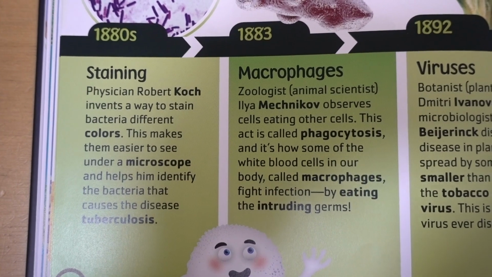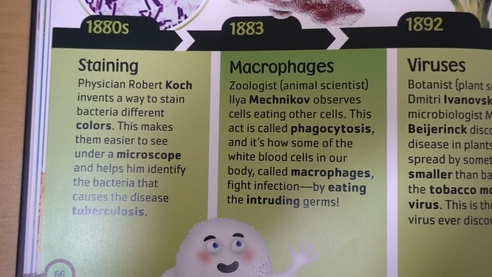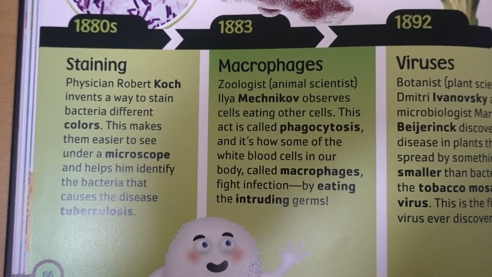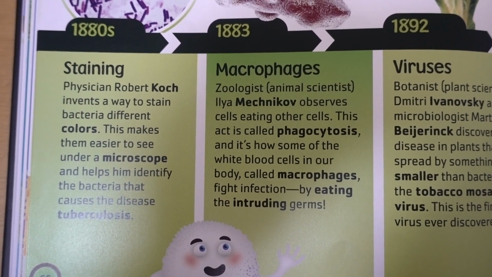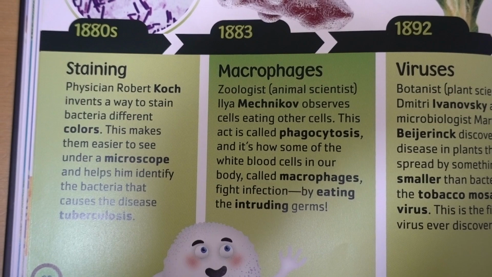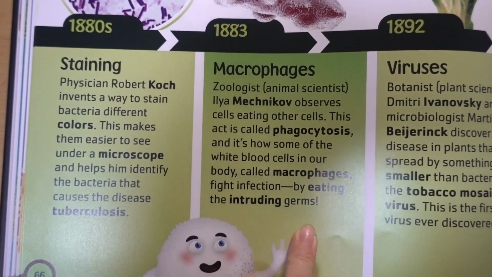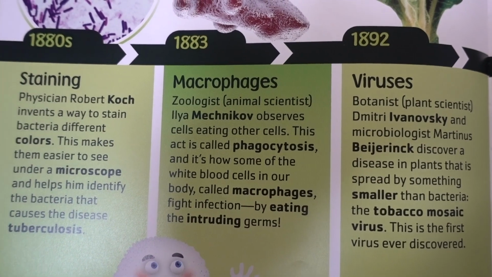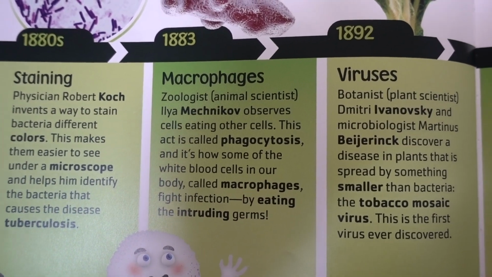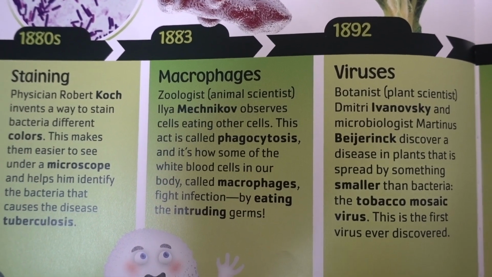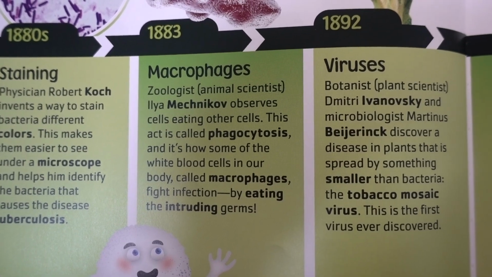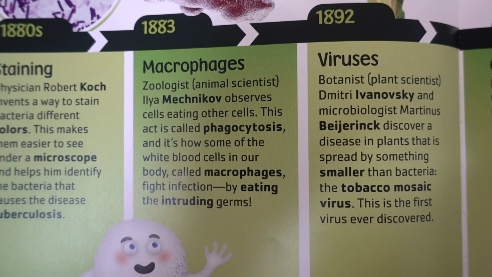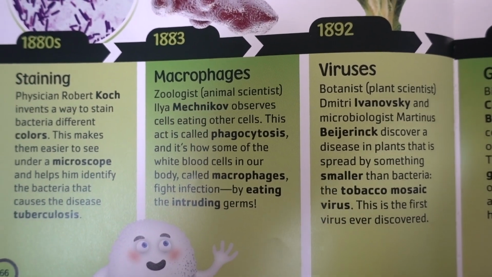1883. Macrophages. Zoologist Ilya Mechnikov observes cells eating other cells. This act is called phagocytosis, and it's how some of the white blood cells in our body called macrophages fight infection by eating the intruding germs.